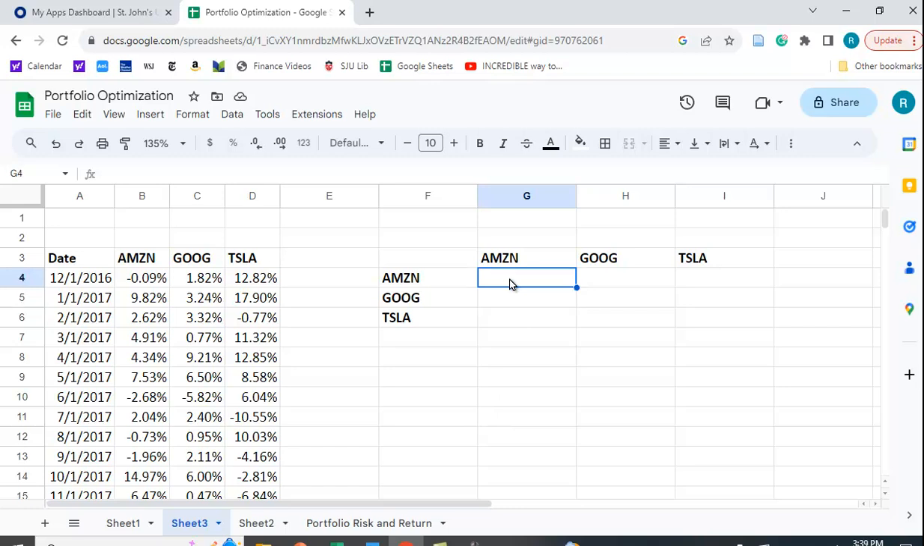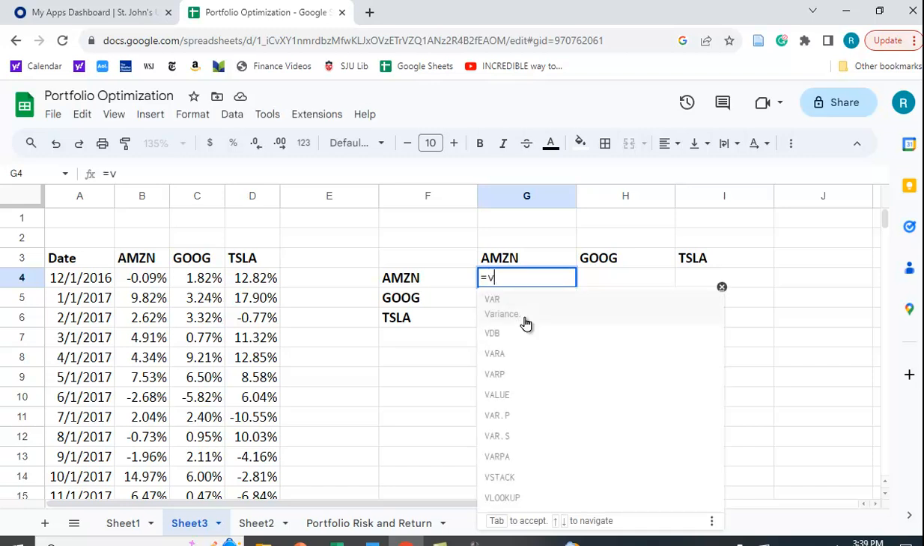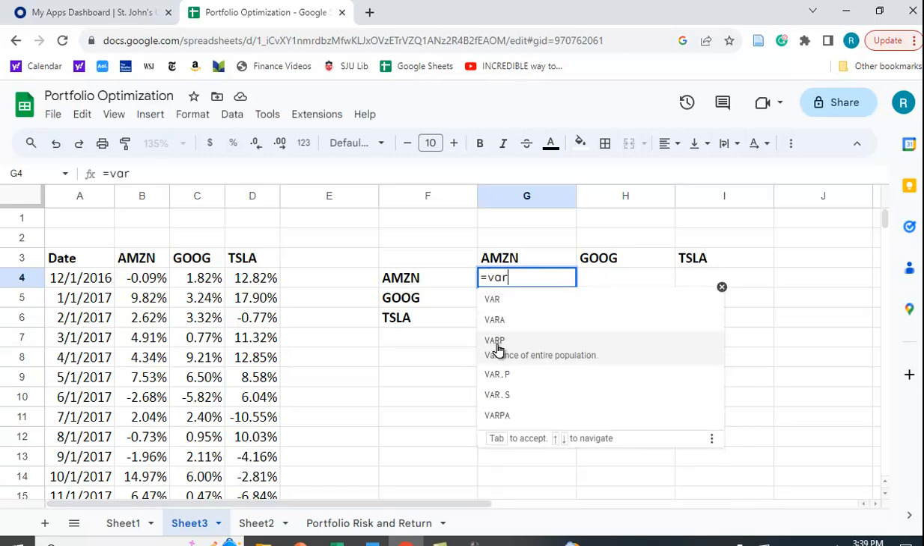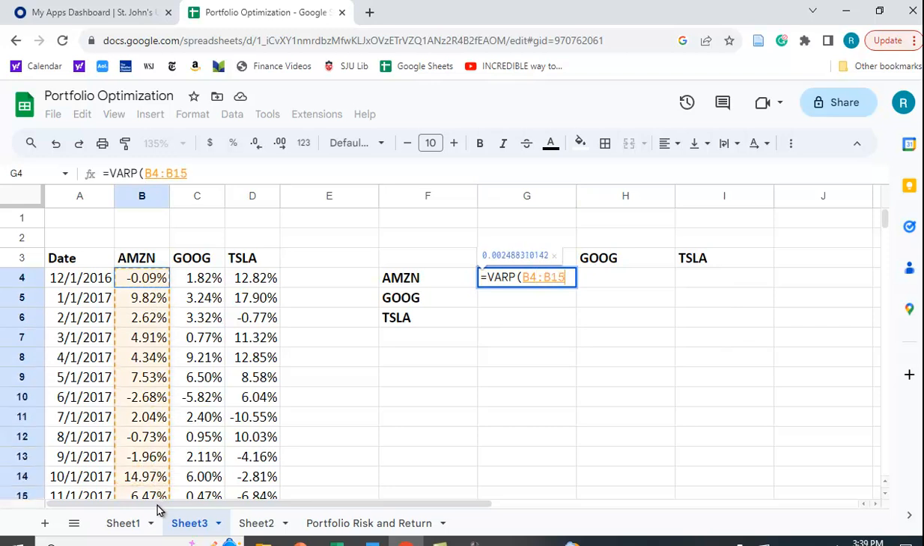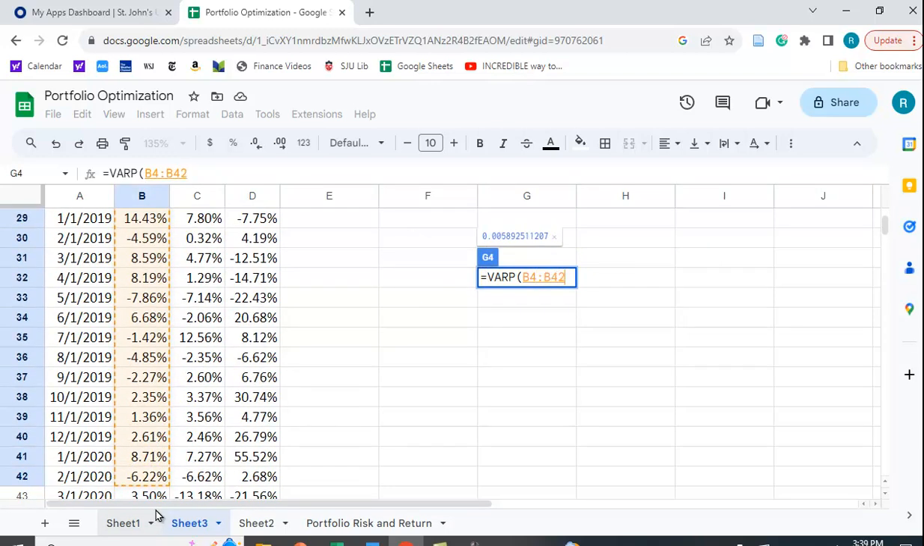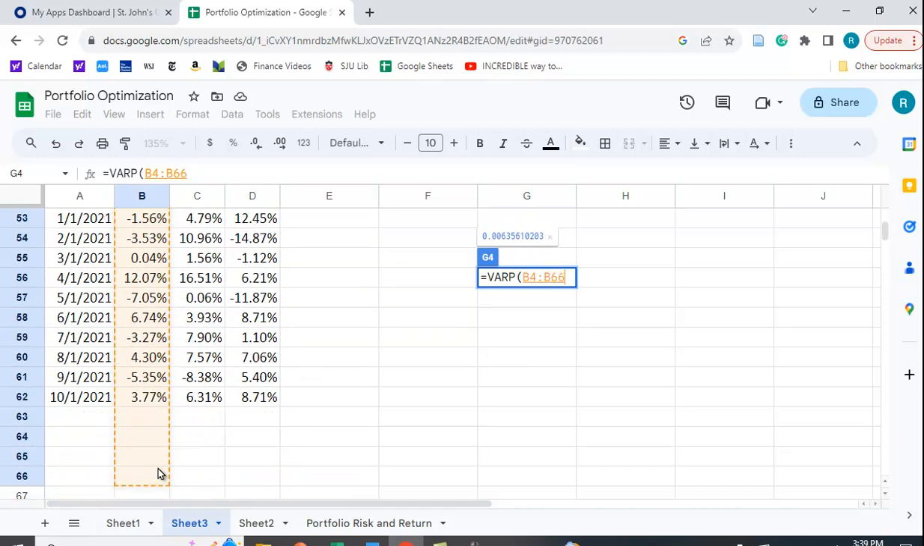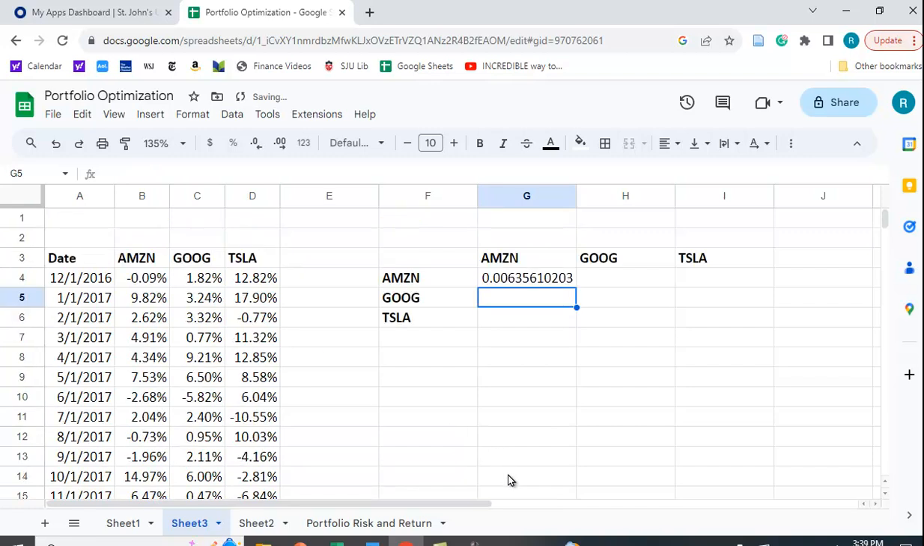All right, so let's calculate the variance for each one of these. So VAR, and we want to use P because it turns out that the covariance function calculates the covariance for the population, not the sample. And the difference is that for the population calculation, you're dividing by N, and for the sample, you're dividing by N minus 1.